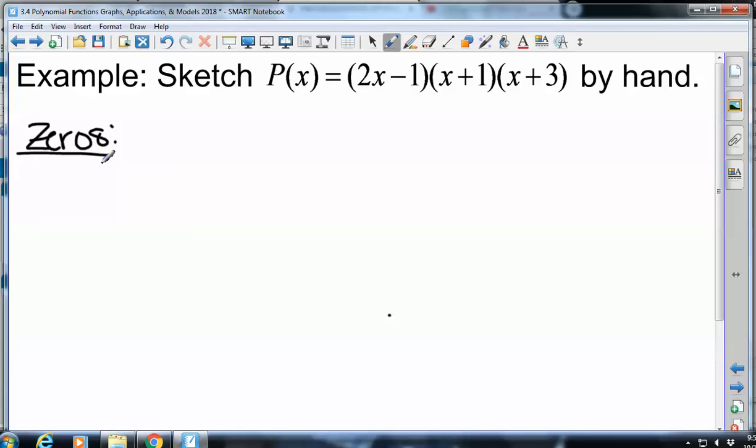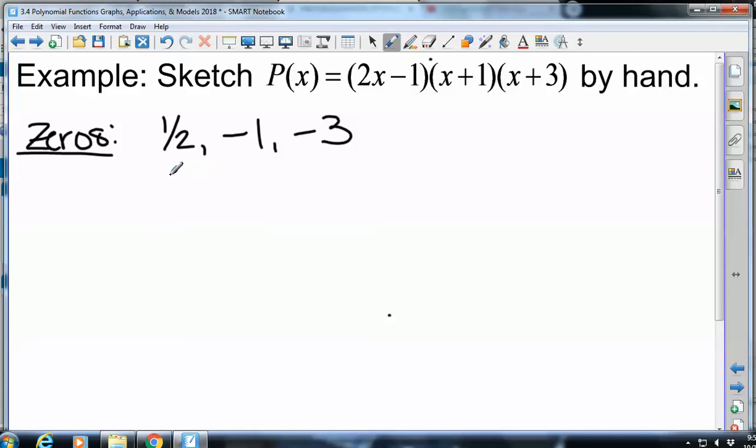Alright, what are the zeros on this one? Positive 1/2. Okay, does everybody know where she got those? Just set each parentheses to 0. None of those are to anything other than the first power, so we don't have to worry about our multiplicity.